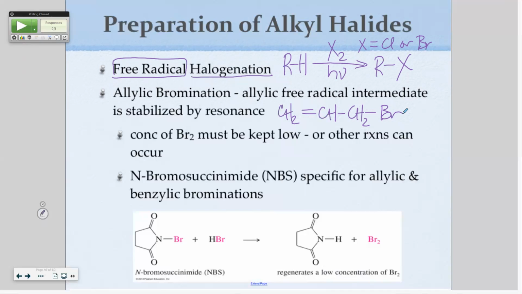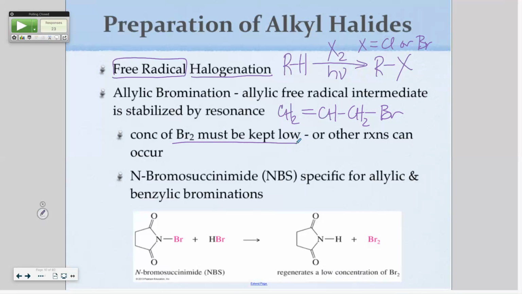So the concentration of bromine must be kept low or other reactions can occur. You can't just take one equivalent of your allylic compound and throw in one equivalent of bromine and go, pow, it's going to work. It doesn't work that way. The concentration of bromine must be kept low. You have to allow the free radicals to form. The side reactions, we'll learn about them in another chapter.